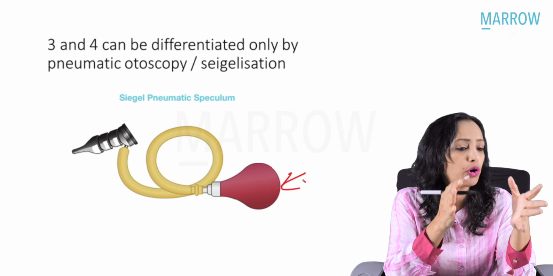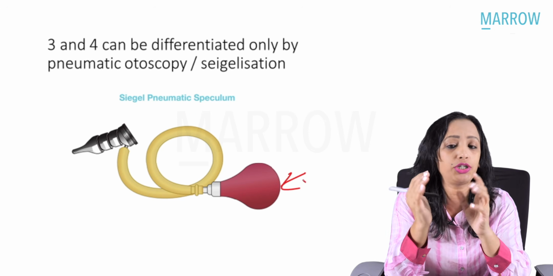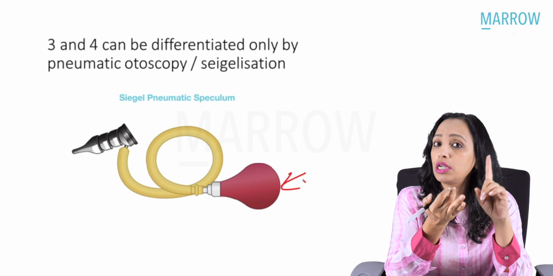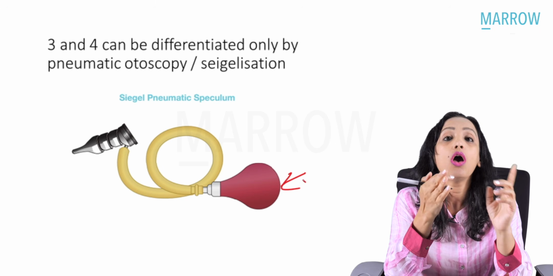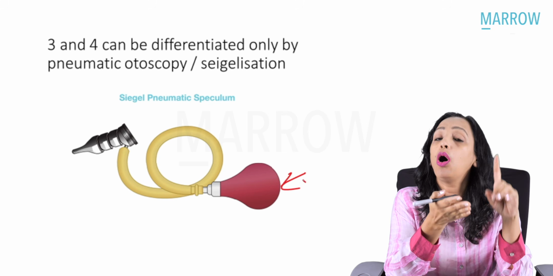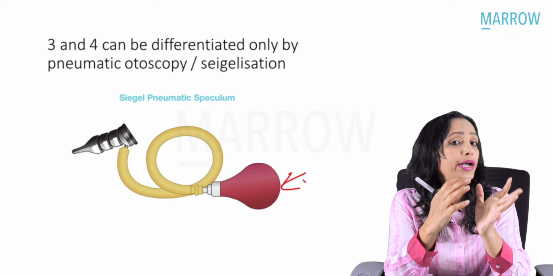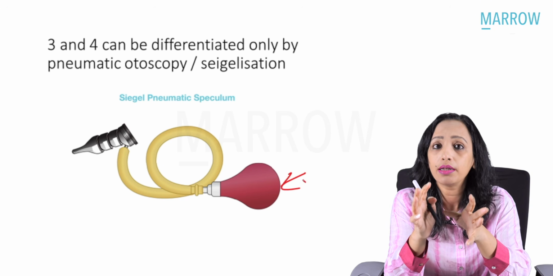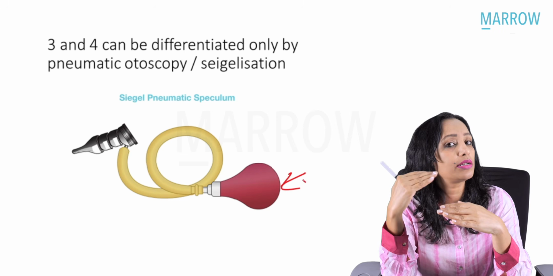If we want to differentiate between 3 or 4, any of the following should be mentioned: either atelectasis, or just collapse of middle ear cavity with the tympanic membrane touching the promontory, or adhered to the promontory, or on pneumatic otoscopy the tympanic membrane is mobile, or on pneumatic otoscopy the tympanic membrane is not mobile. Yes, so only if these things are given, only then we will be able to differentiate whether it is 3 or 4.